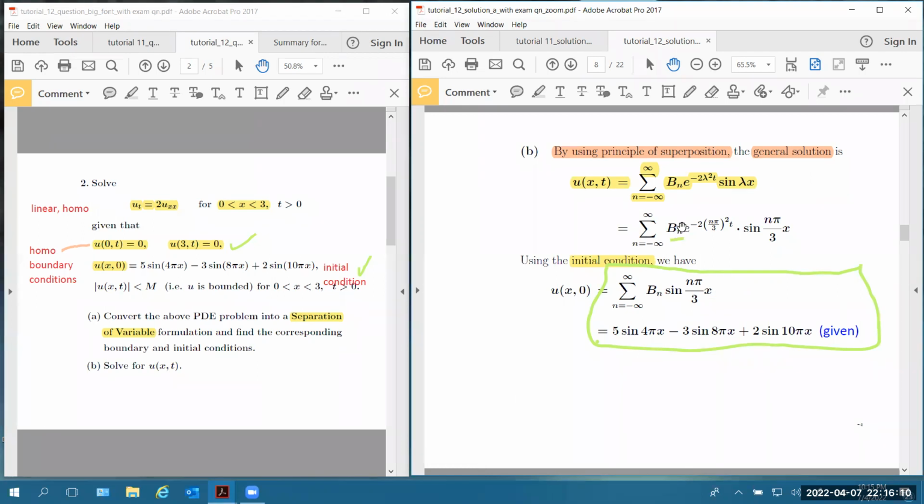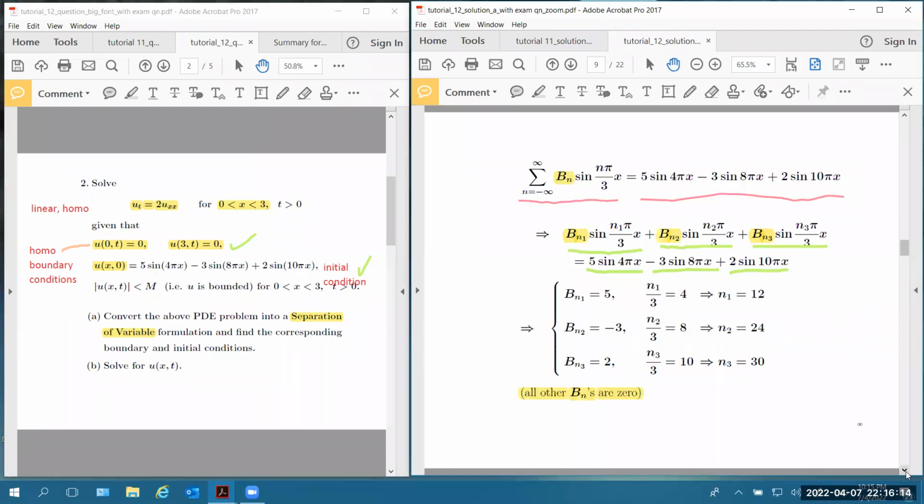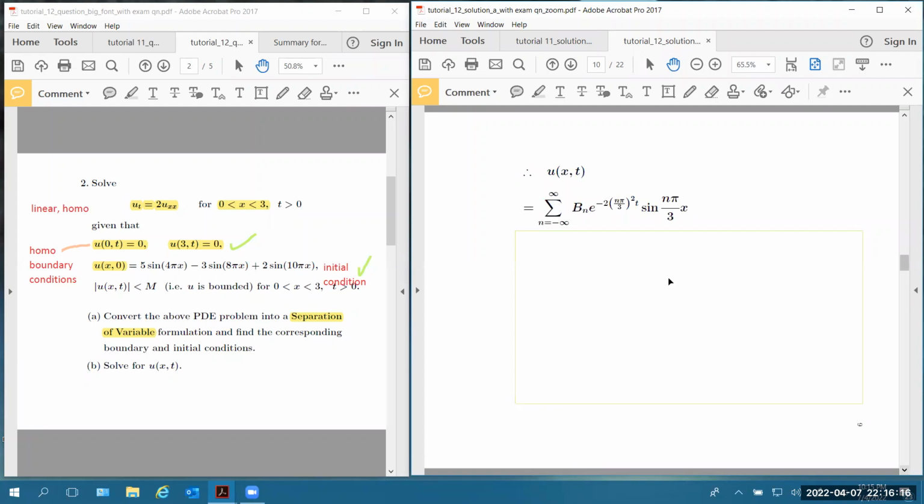Okay, so let me go and write this down on the last page here. So u(x,t) equal to this, right? So this is the general solution. And we have found all the Bn's already.